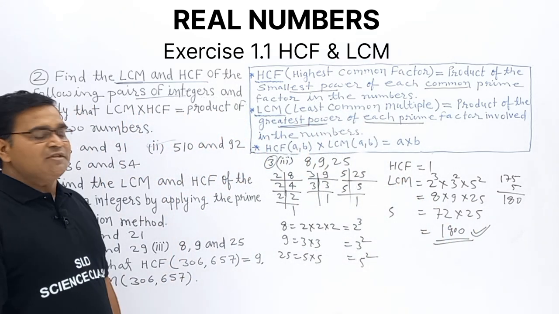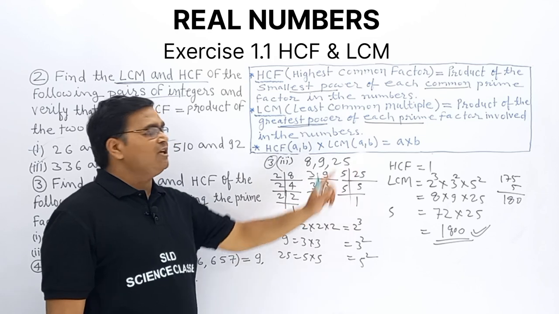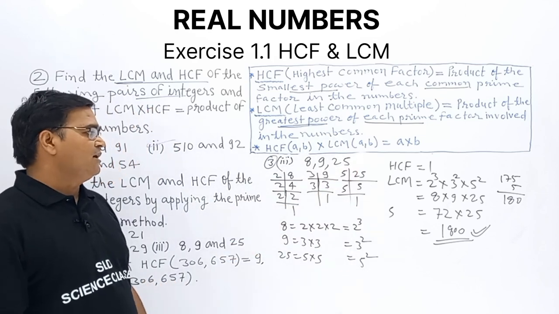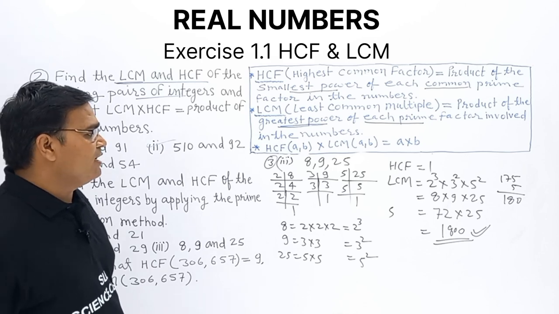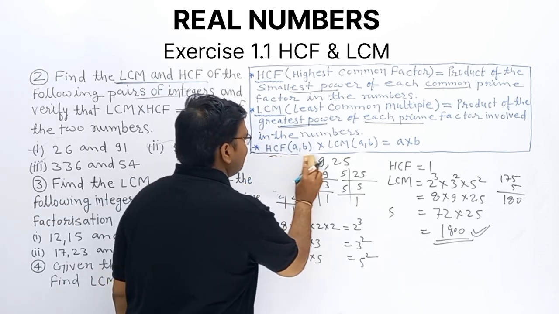So easy question. If no number is common, then HCF will be 1. And we will do like this. This is question number 3, third one. I completed it there. Now I am taking the next question.